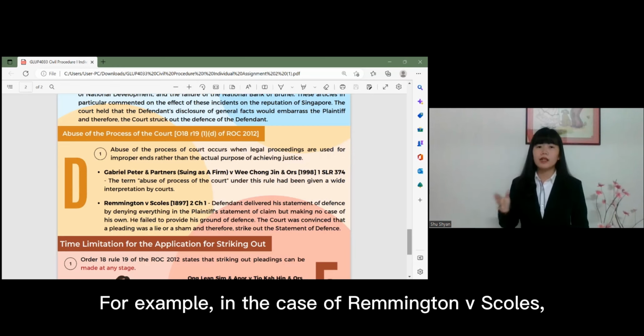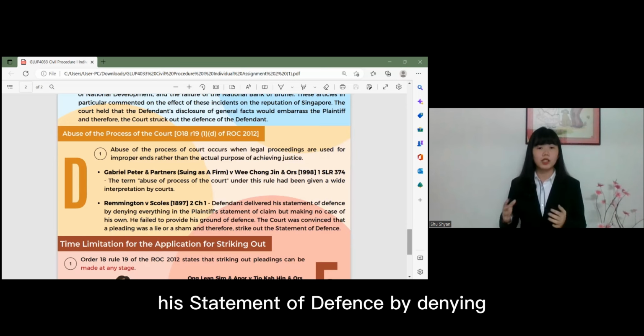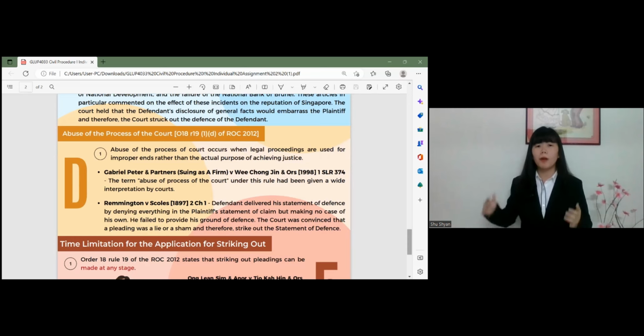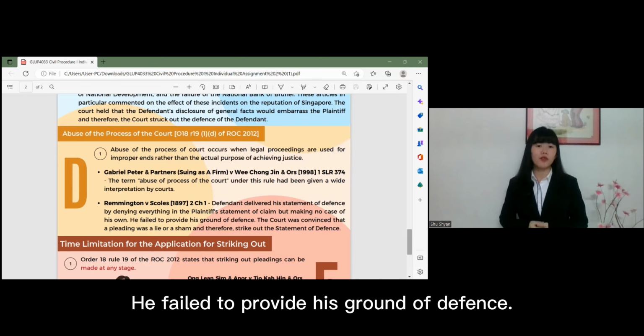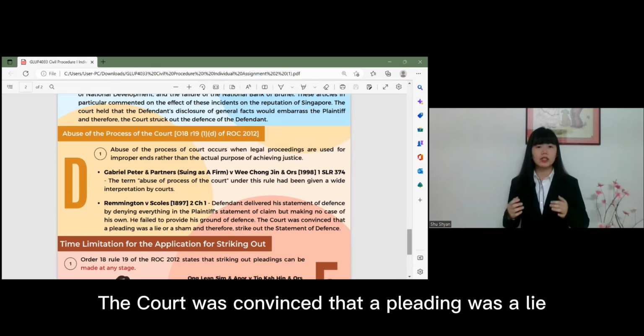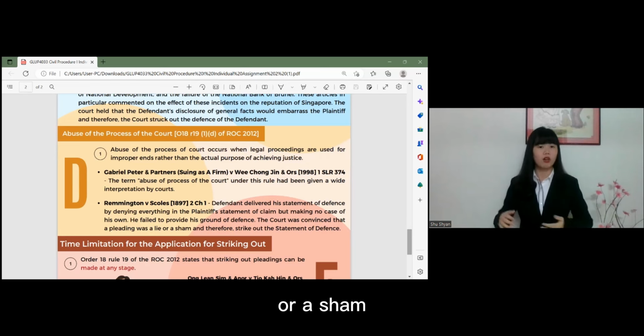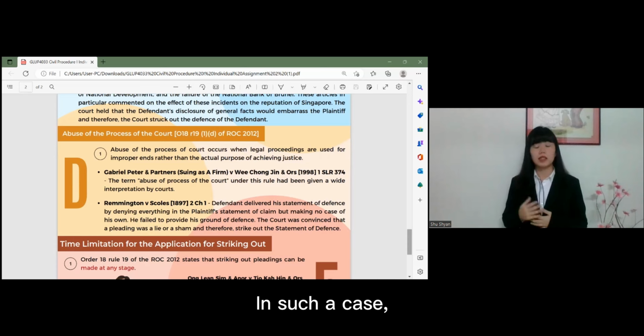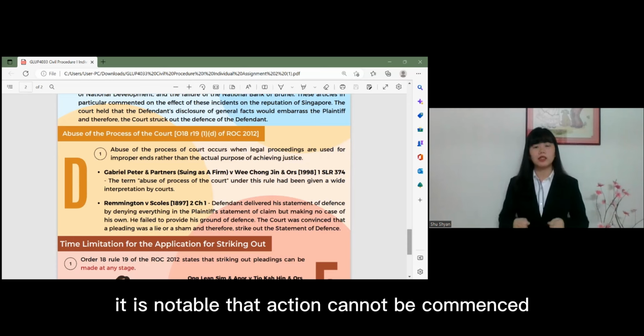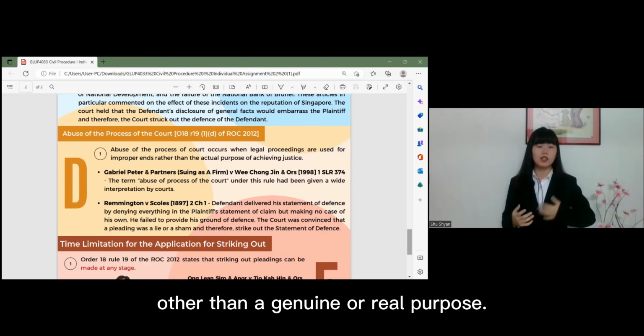For example, in the case of Remington versus Scholes, the defendant delivered his statement of defense by denying everything in the plaintiff's statement of claim, but making no case of his own. He failed to provide his grounds of defense. The court was convinced that the pleading was a lie or a sham, and therefore struck out the statement of defense. In such a case, it is notable that the action cannot be commenced with an ulterior motive other than a genuine or real purpose.